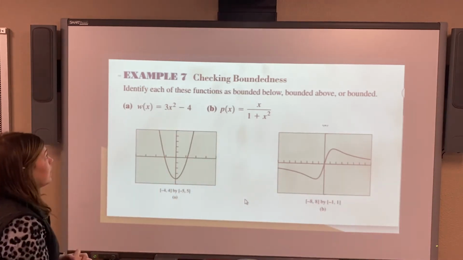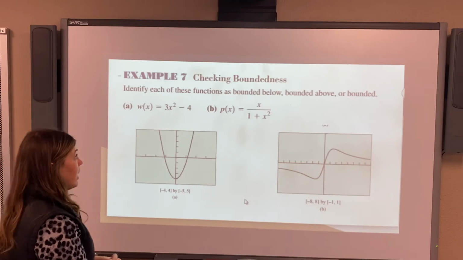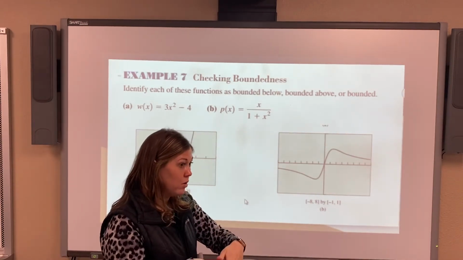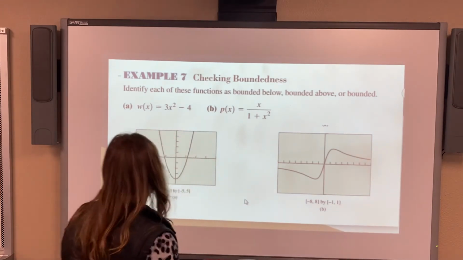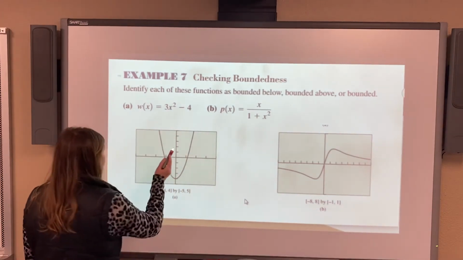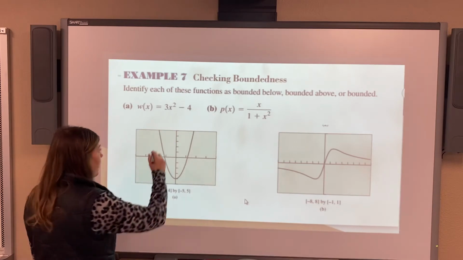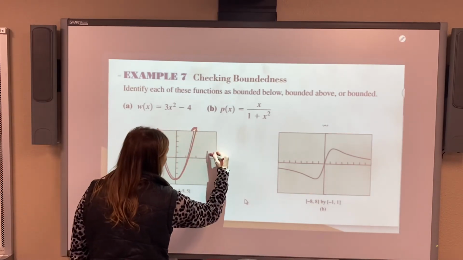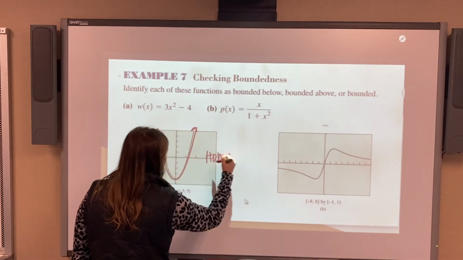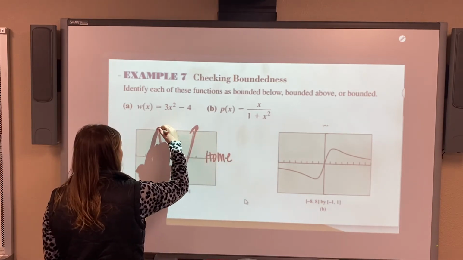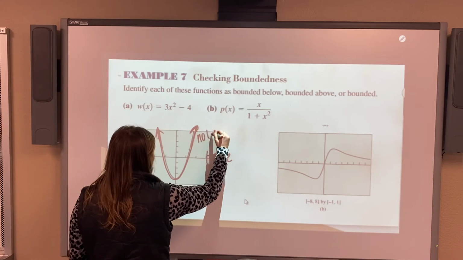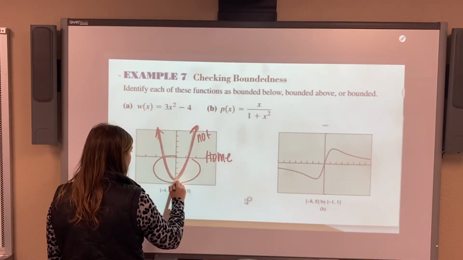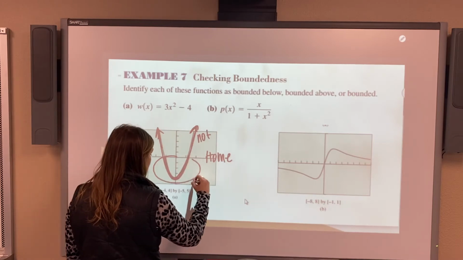So let's talk about some examples. Again, we're going to identify if it is bounded above, bounded below, neither, or just completely bounded. So if we look at A, we've graphed it. It's going forever up, so we go up, down, up. And so we look at our home base. Okay, it's going forever up, so it's not bounded above. But if you look here, it doesn't go forever away. So it's grounded to home, so it's bounded below.